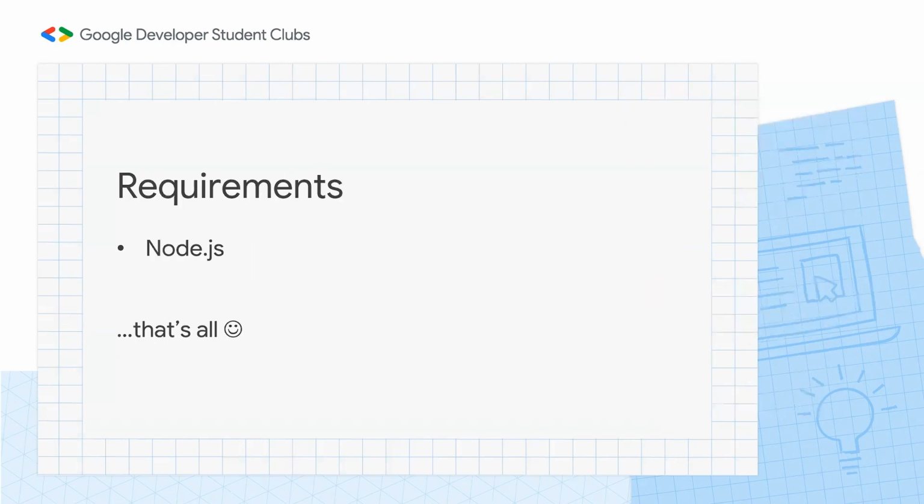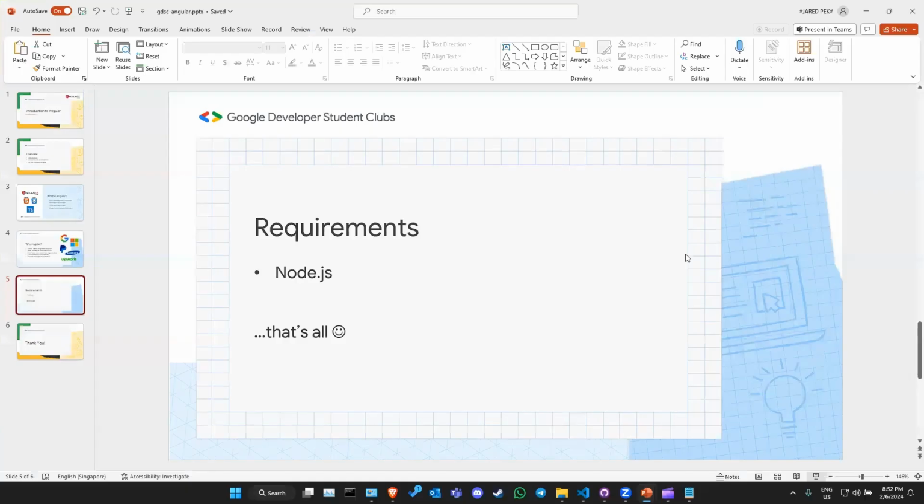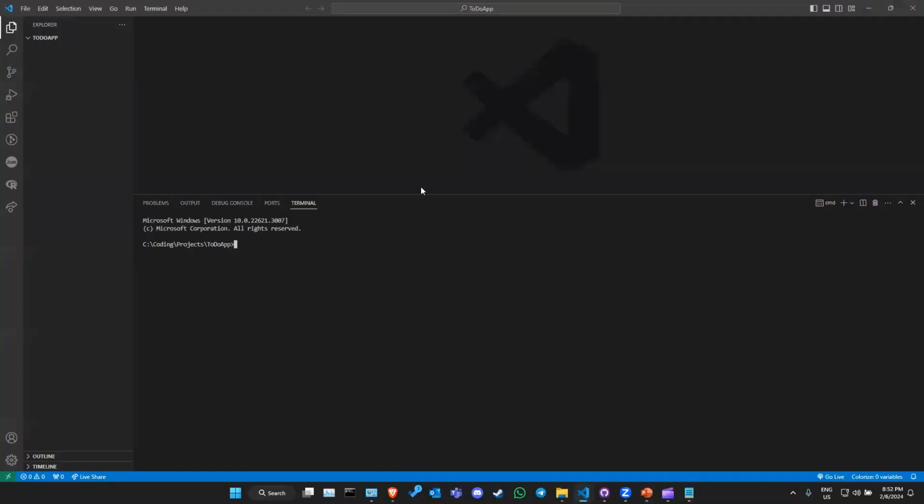Now, on to the requirements for Angular. All that you really need is just Node.js installed on your computer. So if you haven't done so, please go ahead and do it now. Once you have successfully installed Node.js, you can proceed to install Angular. So let's go ahead and open up the terminal or command prompt. And for me, I'll be using the one that is inside Visual Studio Code.